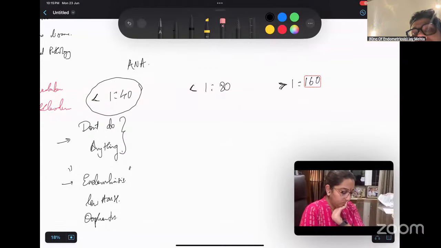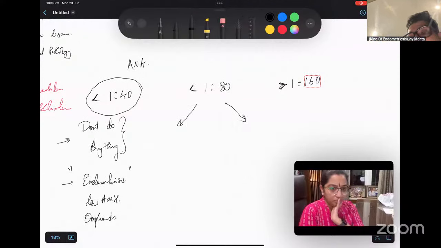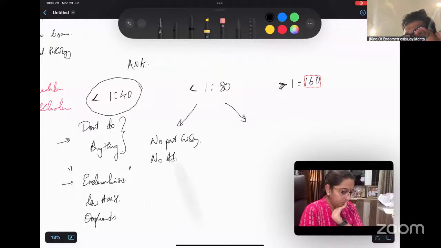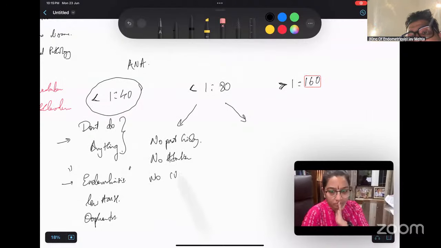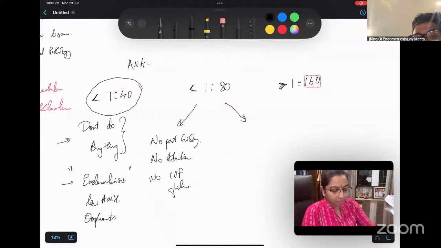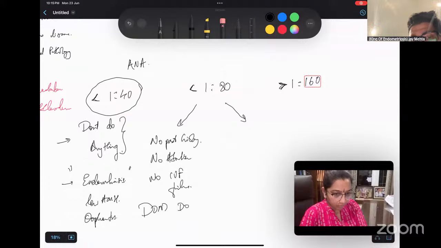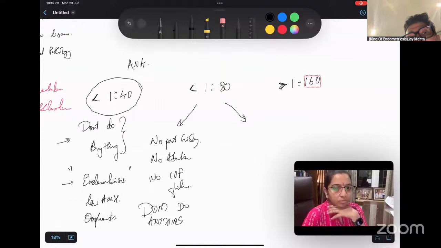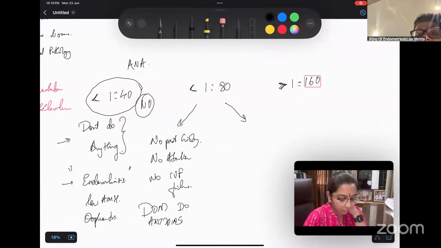Okay. Less than 1 is to 80, what you should do. Now, less than 1 is to 80, just look at the division like this. If there is no past history, that means if the patient has come to you the first time, no past history, no abortion in the past, no IVF failure in the past, nothing has happened to the patient, in that type of situation, again, go back to this thing. Don't do anything. Will it settle down on its own? The answer is no.